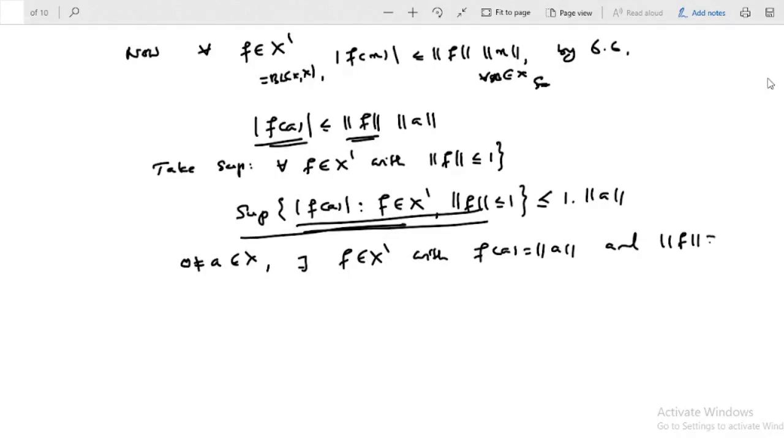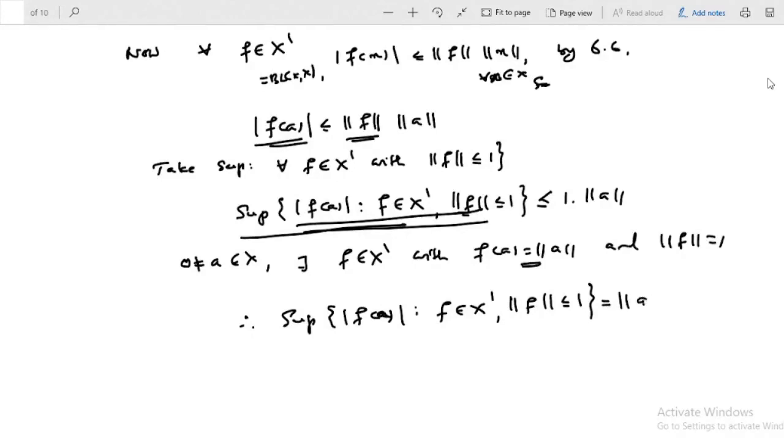So when norm f is 1, within this collection we have f belongs to X dash with norm f equal to 1, and f of a is norm a. So for this f, f of a is norm a. That means norm a is attained in this collection. Therefore the supremum of the set modulus f of a such that f belongs to X dash with norm f less than or equal to 1 is equal to norm a. Okay, this is the consequent part.